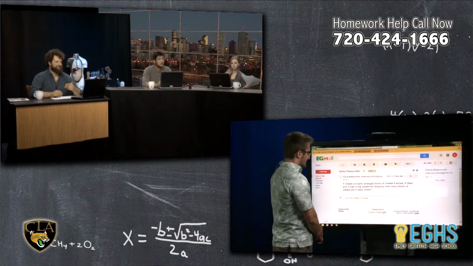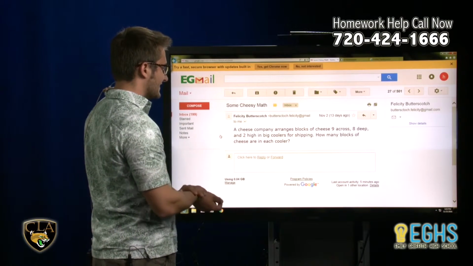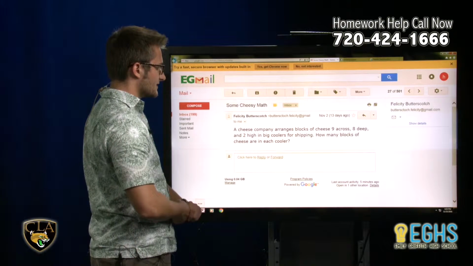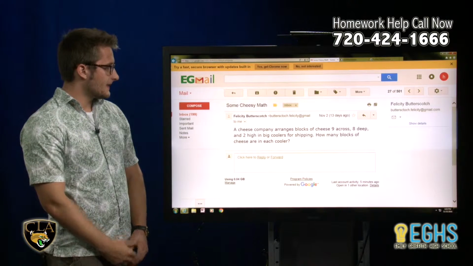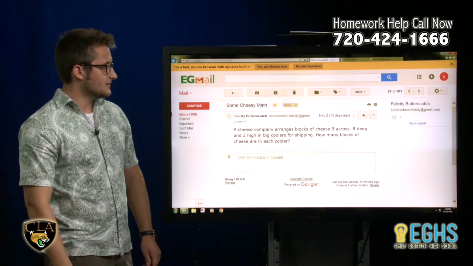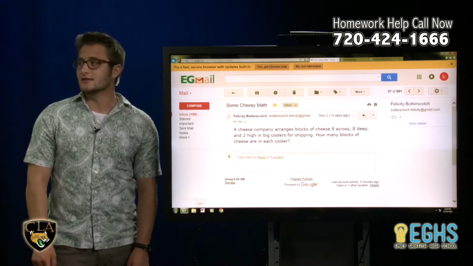All right, I've got a cheesy math question for you guys right now. A cheese company arranges blocks of cheese 9 across, 8 deep, and 2 high in big coolers for shipping. How many blocks of cheese are in each cooler?